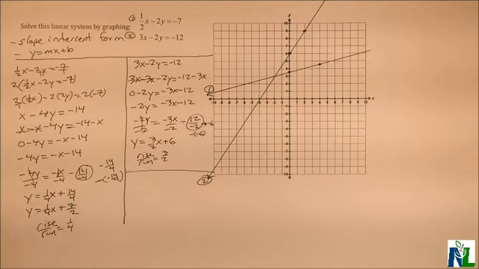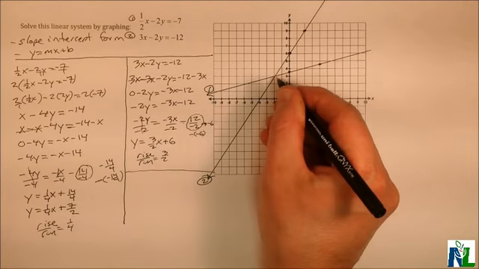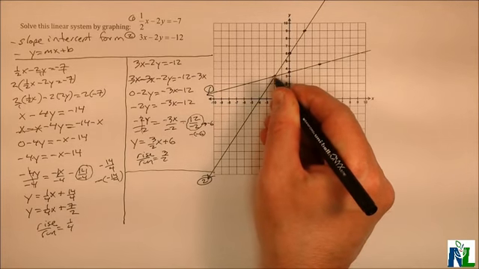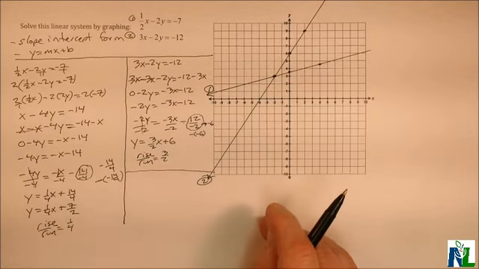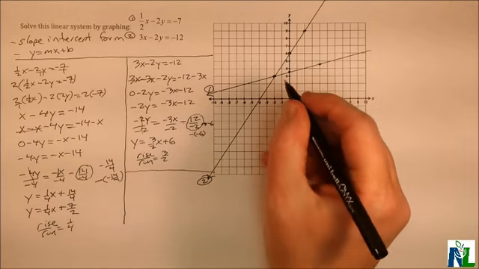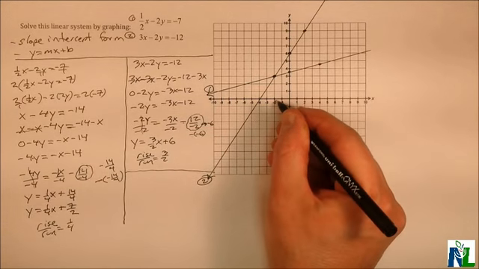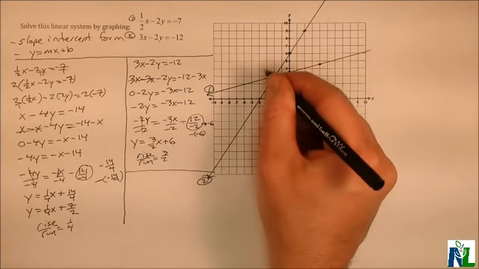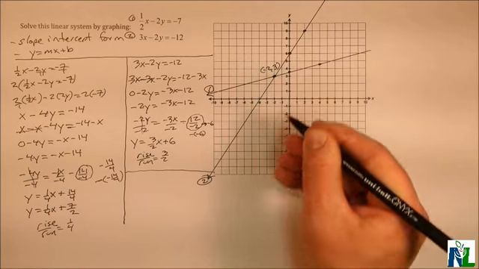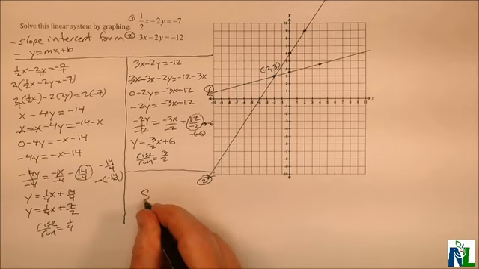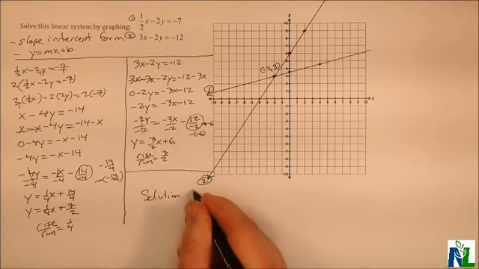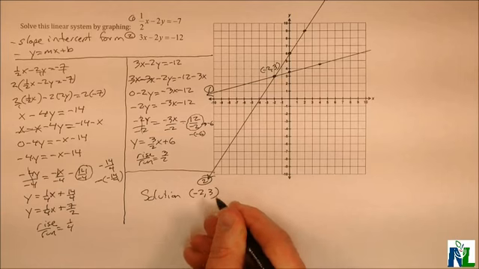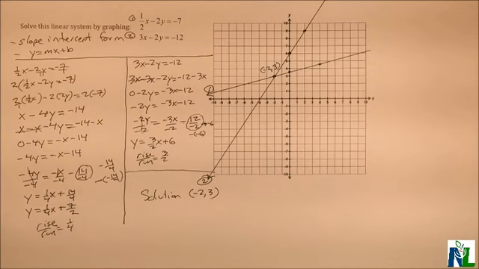Now it appears that the 2 lines intersect about here. So that's going to be the solution to the system. So x is negative 2, y is 3. So it looks like the solution is x is negative 2, y is 3. Well, let's verify that.